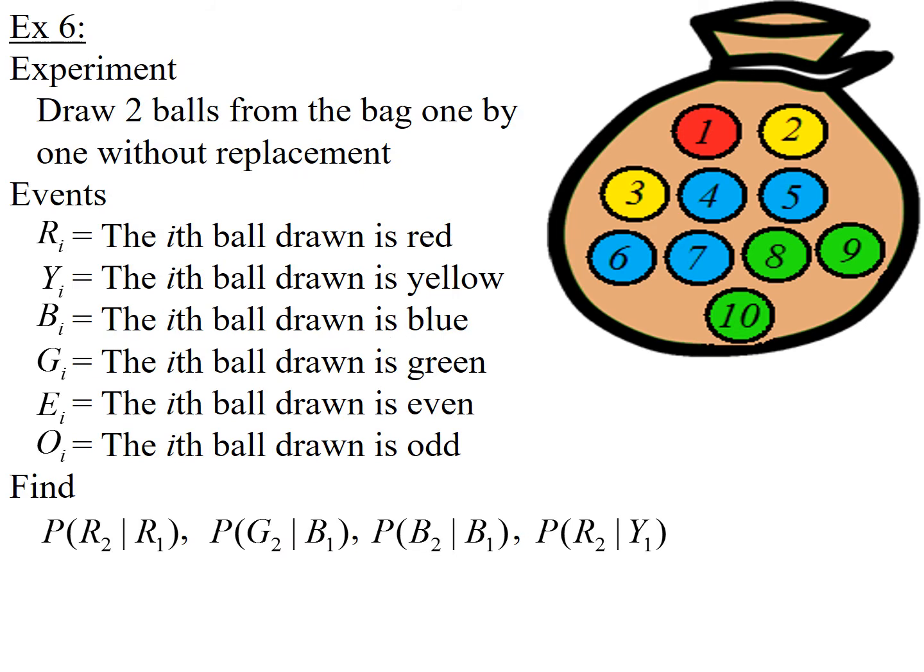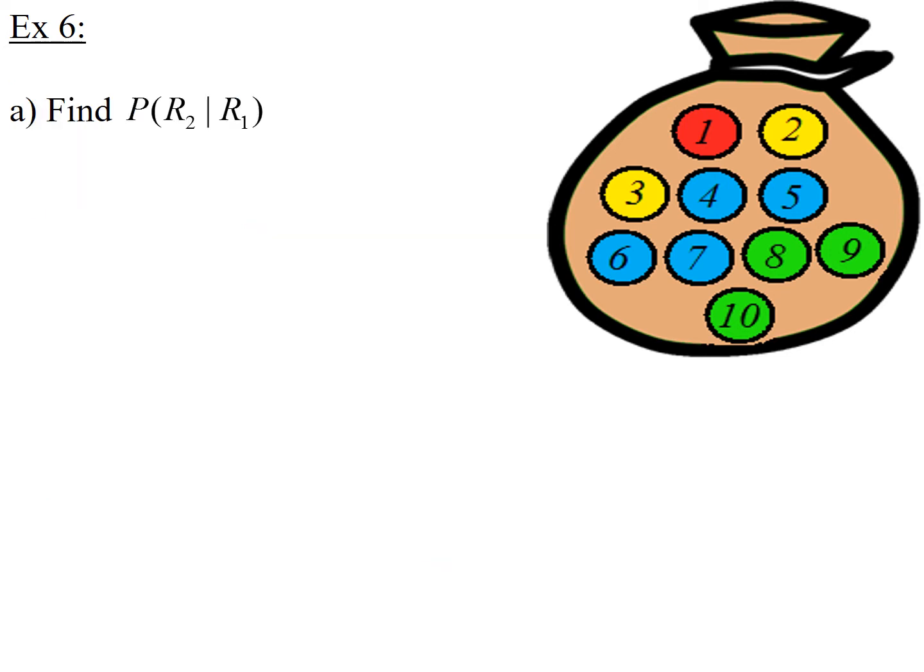Okay, so once again, we're drawing two balls out of the bag, but this time it's without replacements. So things get more interesting here. And again, I'm asking you to find all these conditional probabilities. So let's go ahead and find the first one. This one says, what's the probability the second ball you draw is red given the first one you draw is red?